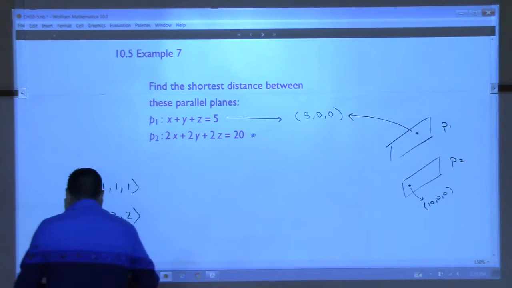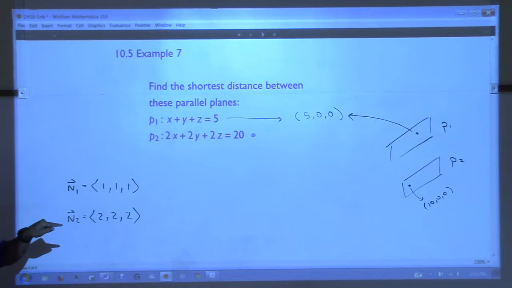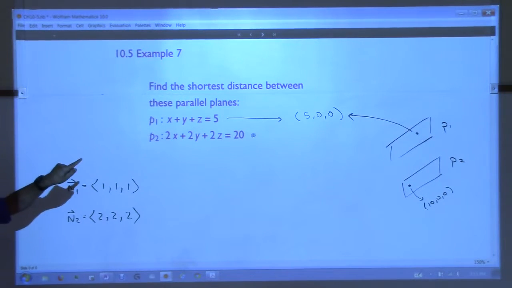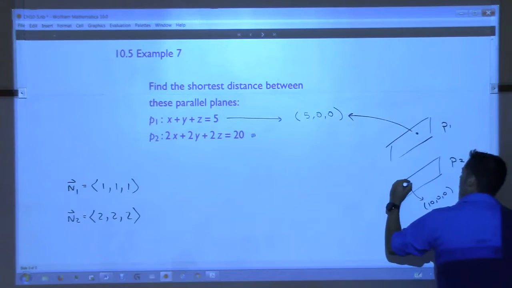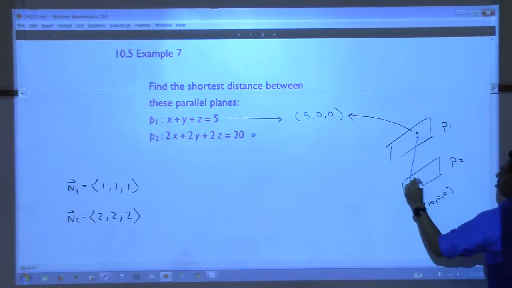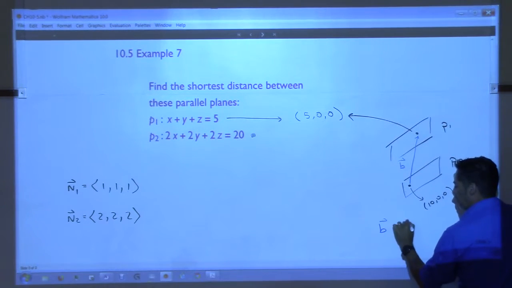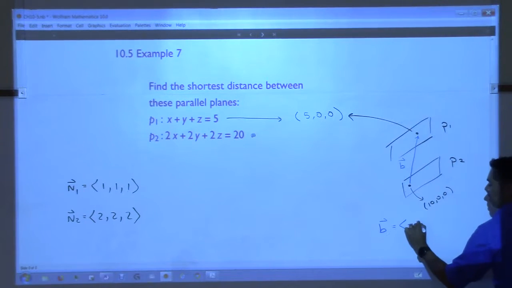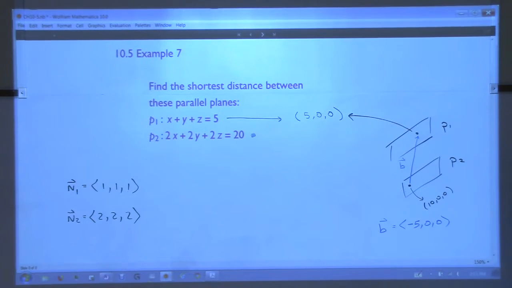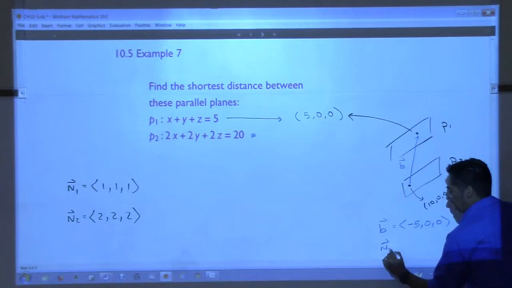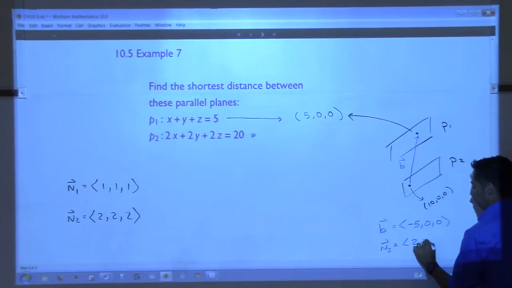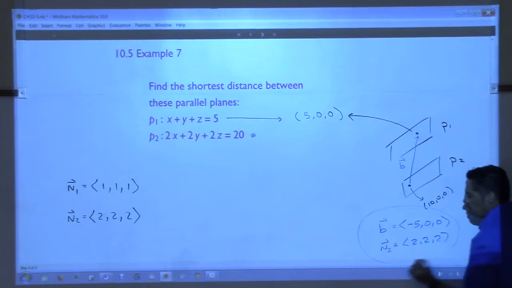Create a vector that goes from the point on plane 2 up to the point on plane 1. So I want to create this vector here. That vector is, in the formula, b. So what is b going to be for us? Negative 5, 0, 0. Okay, so we've got b, and then we need the n also. The n we're going to use is the normal off of this plane. So the normal vector off of plane 2 is 2, 2, 2. And that's all we need to do the computation.